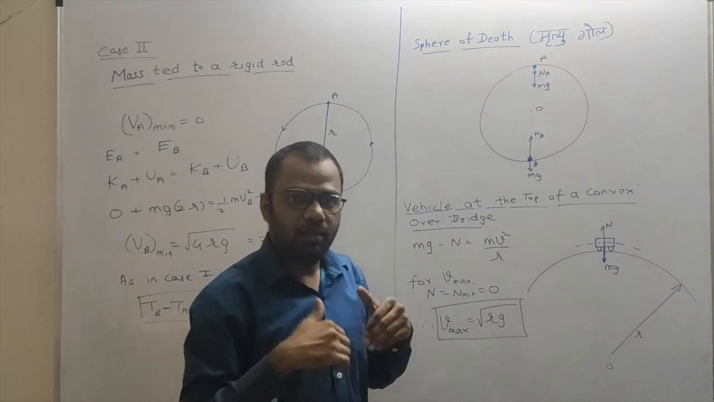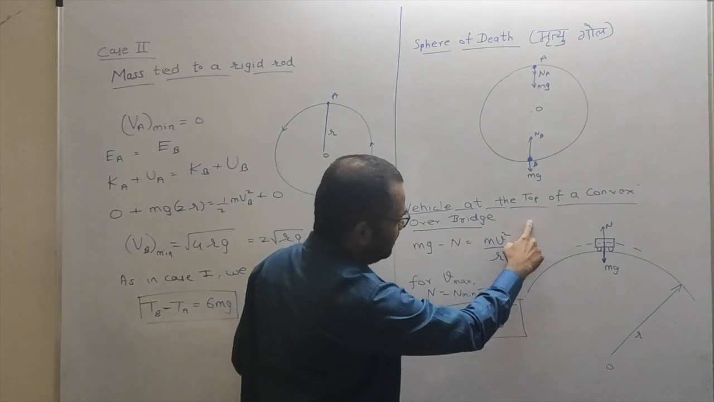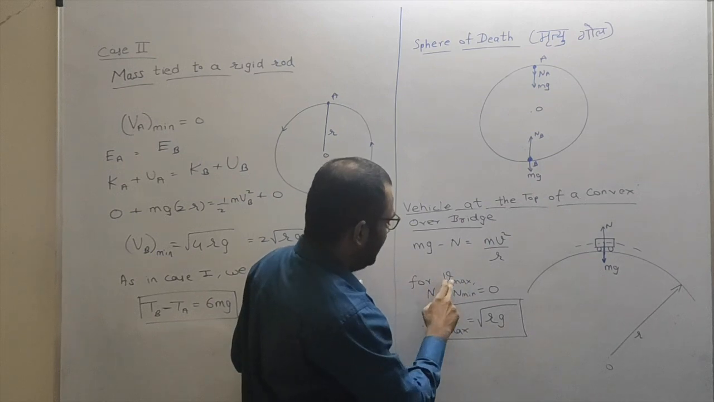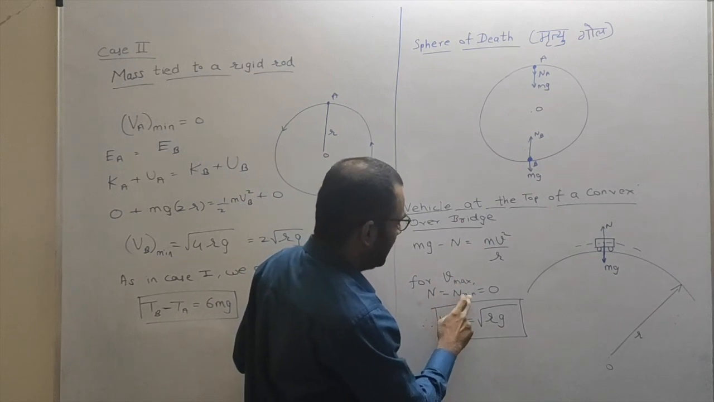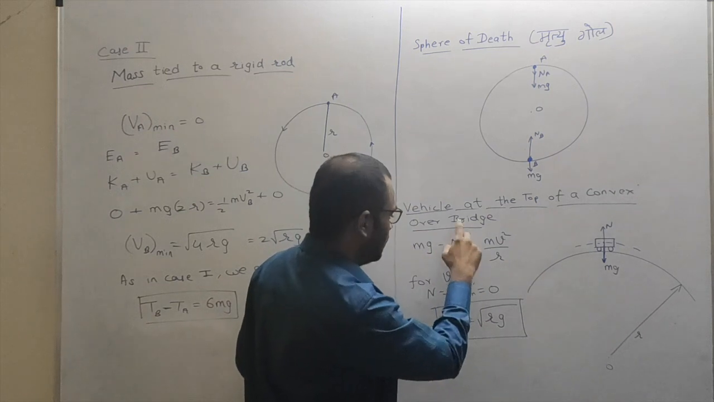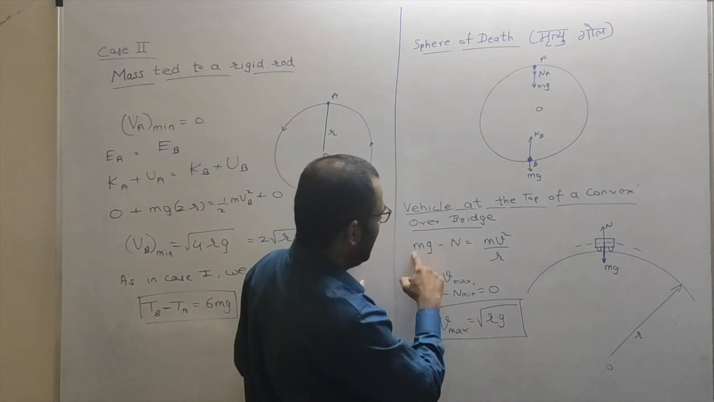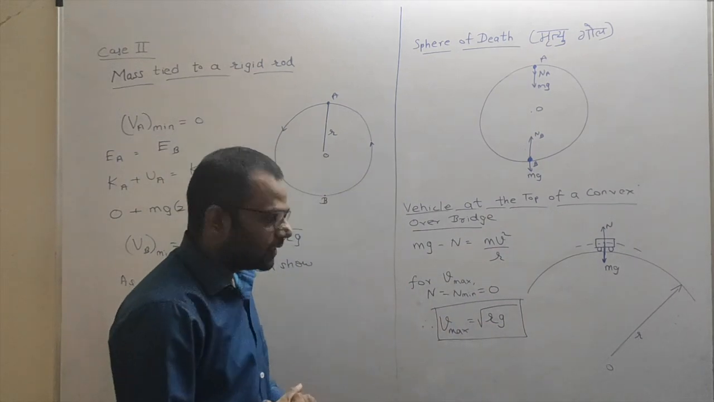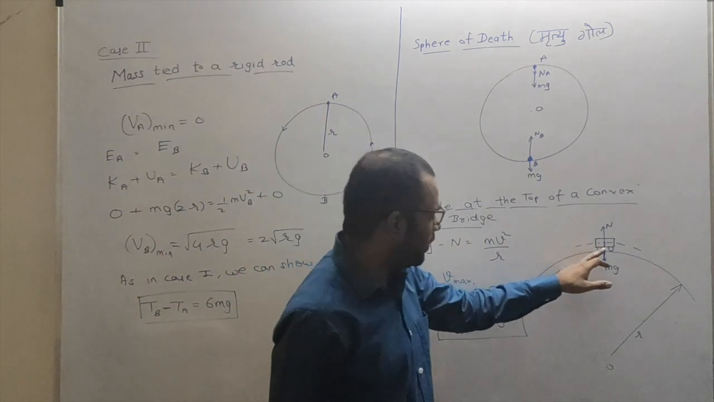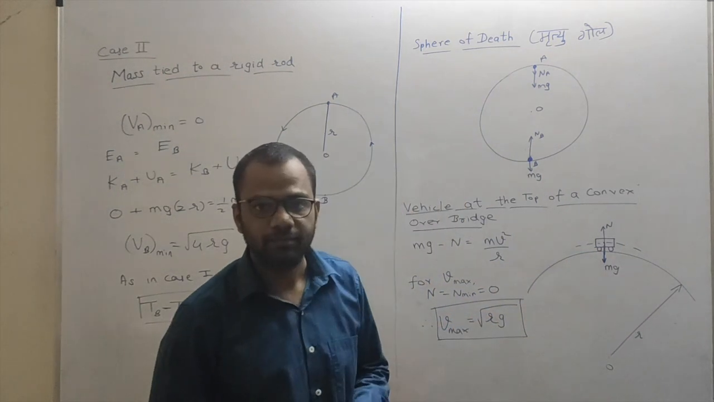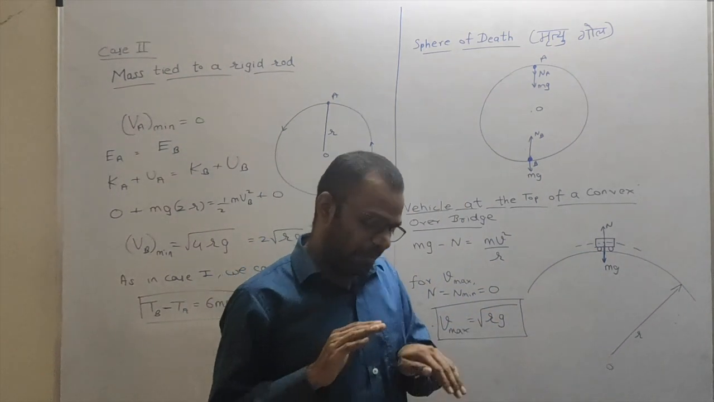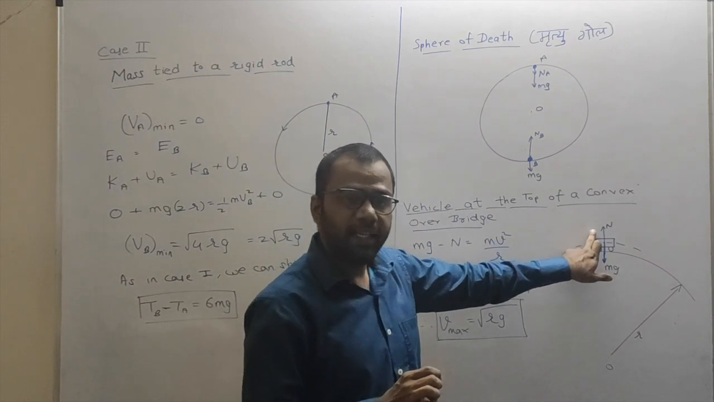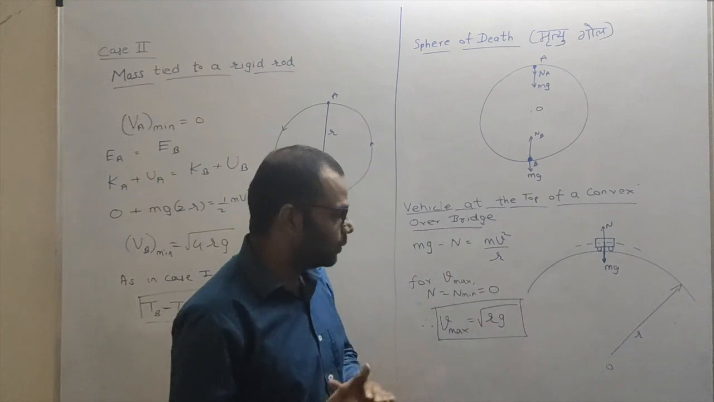So what is the maximum limit? For v to be maximum, this has to be minimum, and this minimum can be 0. Hence for v to be maximum, n has to be minimum, and that is 0. And if n is 0, we have v maximum as, m will get cancelled, square root of rg. Get this? So the maximum velocity at this point should be square root of rg. And when the maximum velocity over here is square root of rg, the normal reaction will be 0.